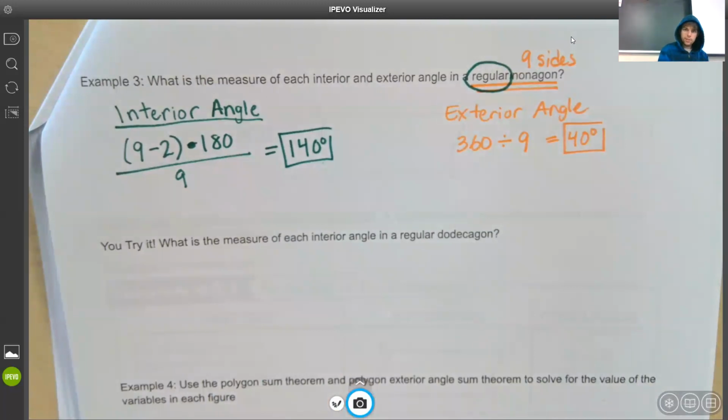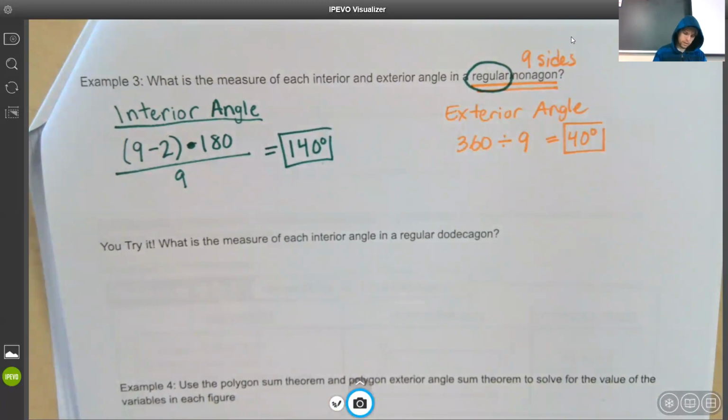Again, all of this is contingent on the fact that we're dealing with a regular nonagon. It has to be regular for these things to work out the way we're doing it, because now we know that all the angles are going to be equal, right? If we didn't know it was regular, they could be sort of anything. We would know what they add up to, but we wouldn't know the measure of each one.